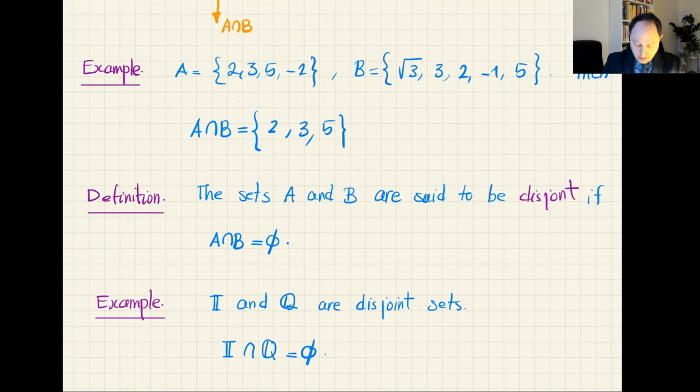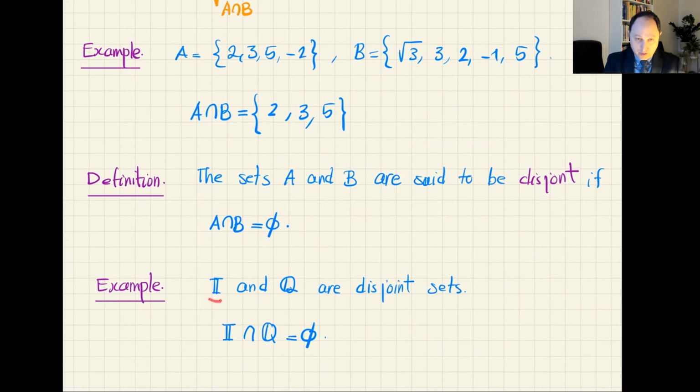Another example that I gave in the lecture was the set of irrational numbers and the set of rational numbers. If I ask you what is the intersection between the set of irrational numbers and the set of rational numbers, of course you immediately answer this is empty, and that's the definition. So what is the meaning of an irrational number? An irrational number is a number which is not rational. So it's also clear that these two sets are disjoint sets.